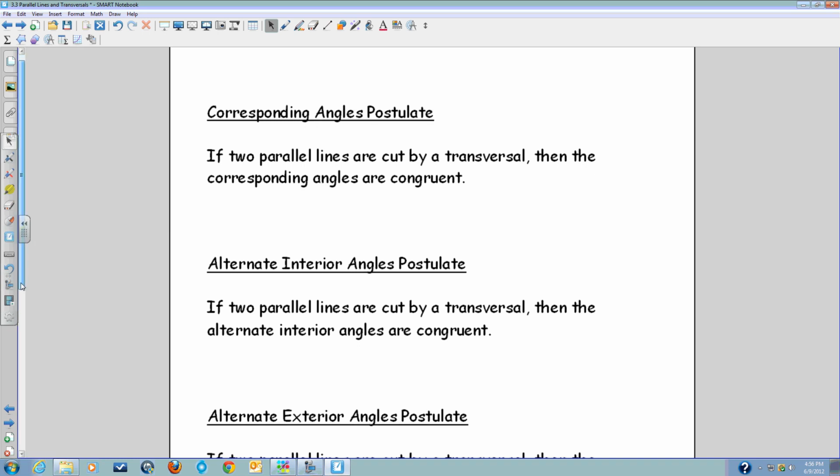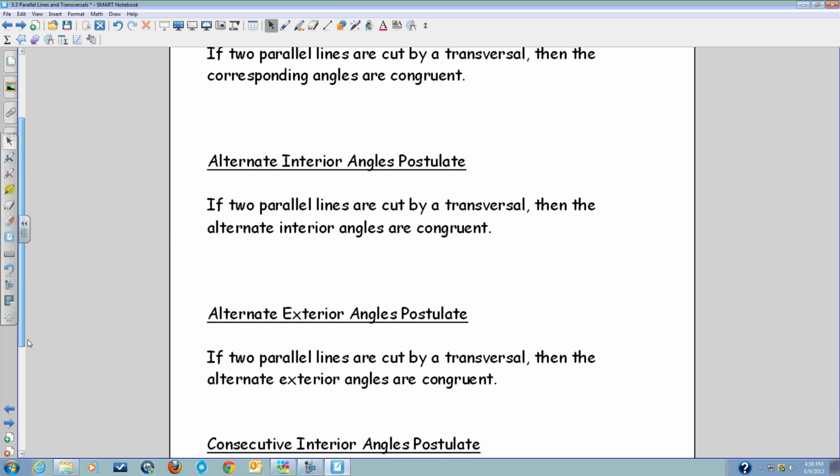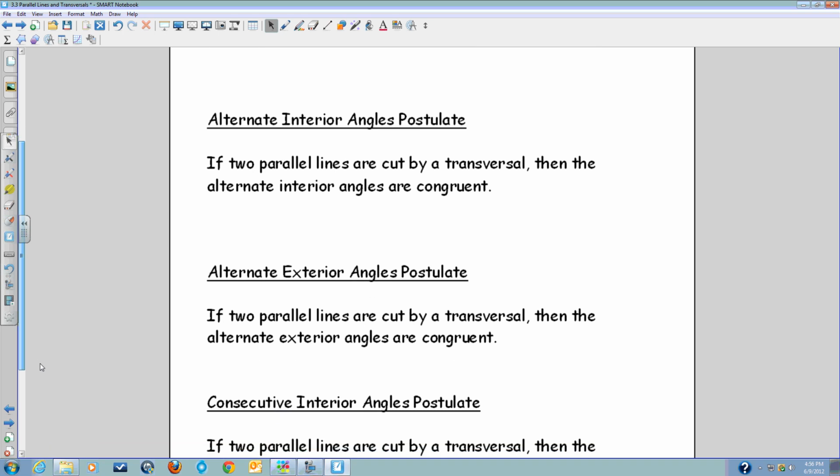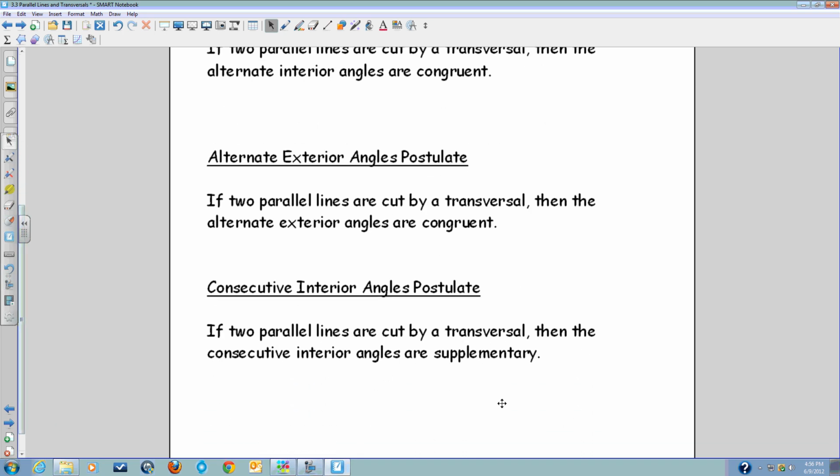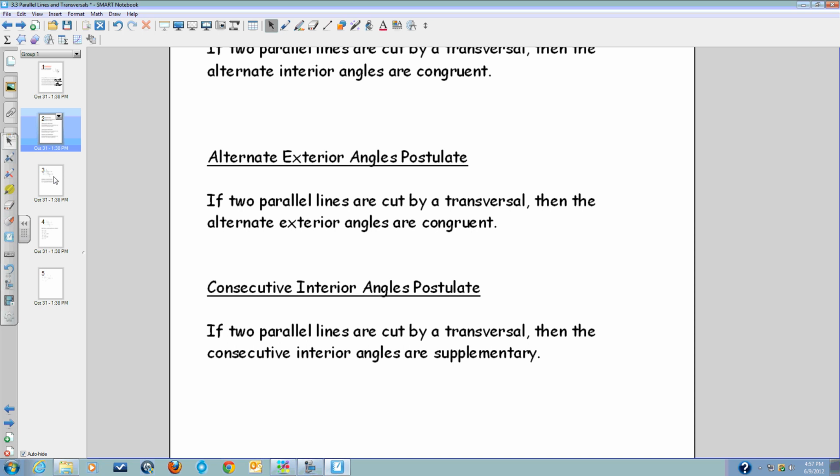Next, the alternate exterior angles postulate says if two parallel lines are cut by a transversal, then the alternate exterior angles are congruent. And lastly, the consecutive interior angles postulate says if two parallel lines are cut by a transversal, then the consecutive interior angles are supplementary. These are all exactly the same ideas that we were talking about on the previous page, but we've just given the ideas a name. Let's move on to the next page.